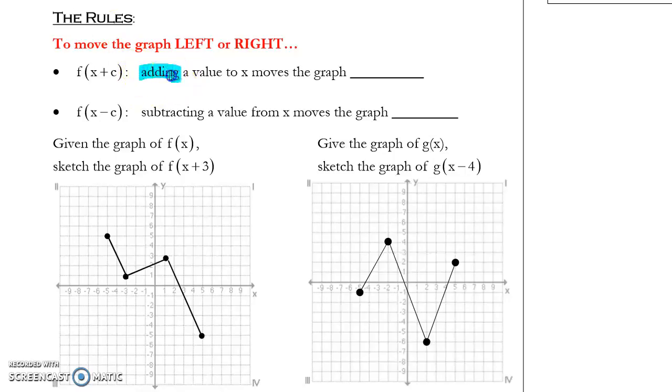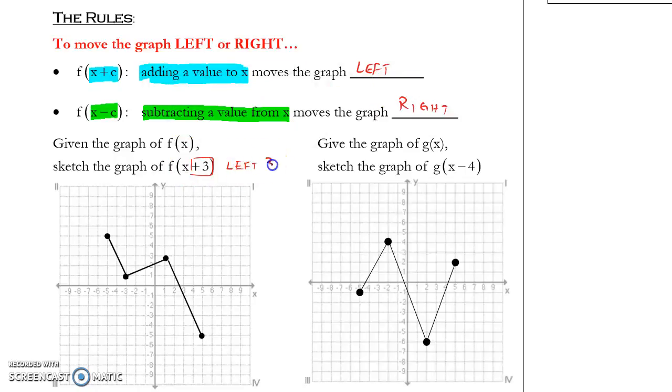But in our transformations, it's actually different. If we add a value to x, f of x plus c, we're actually going to shift our graph left, however many units we are adding. And then the opposite is true. If I am subtracting a value from x, that's when I'm going to shift the graph to the right, however many units I'm subtracting. So, as an example, if my function is f of x and I am adding 3 directly to my x, so inside my parentheses, adding a value shifts it left, means I'm going to shift this graph to the left 3 units.